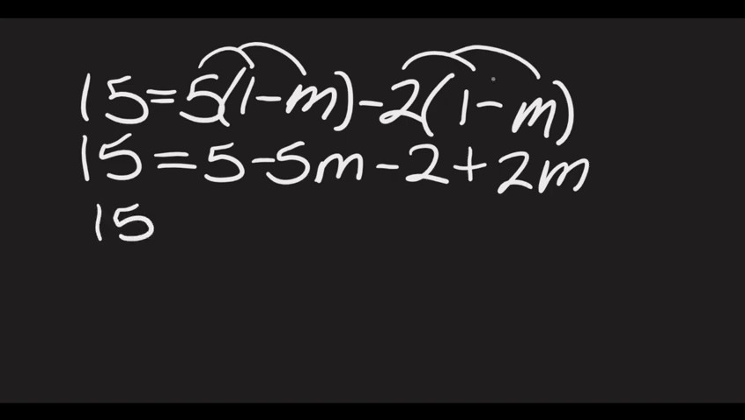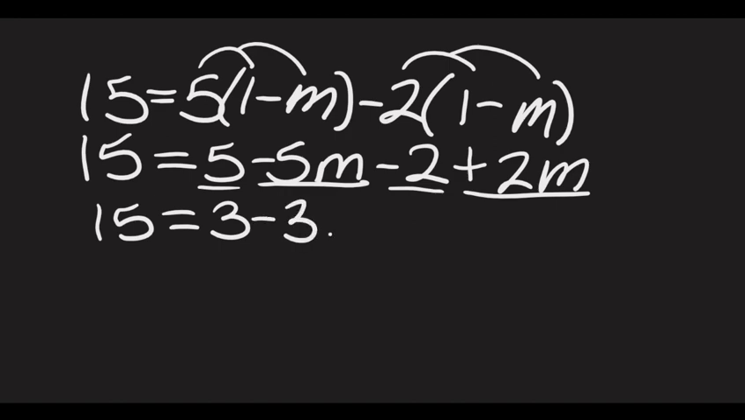We can combine like terms. On the left side, we still have 15. On the right side, we can combine 5 and negative 2. 5 minus 2 is 3. And negative 5m plus 2m is negative 3m.